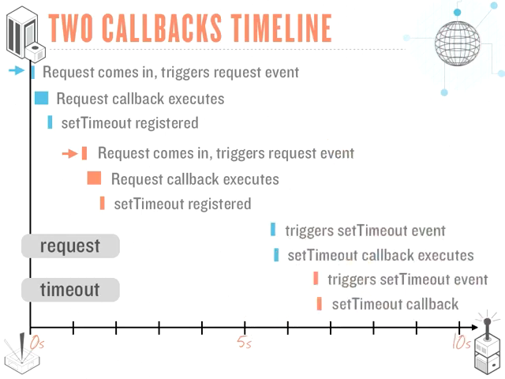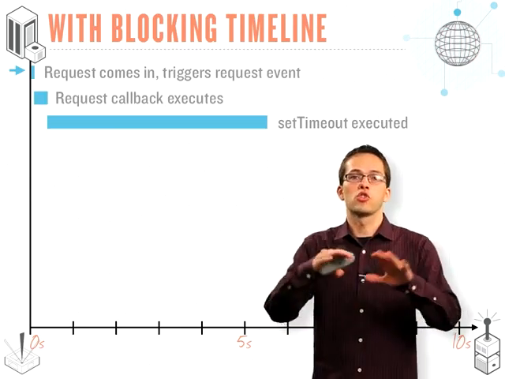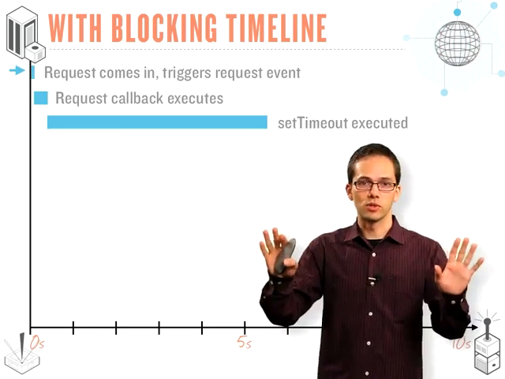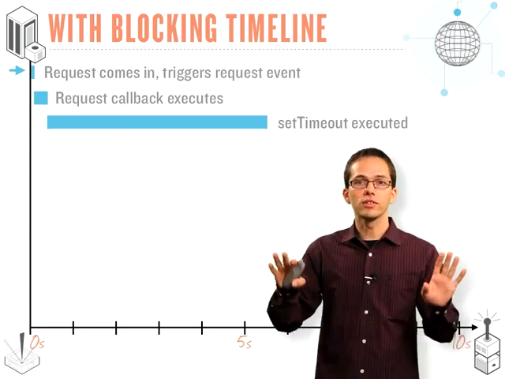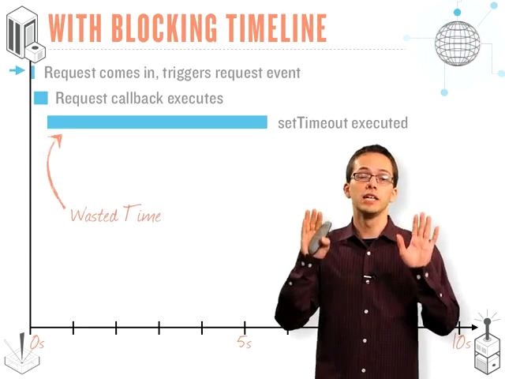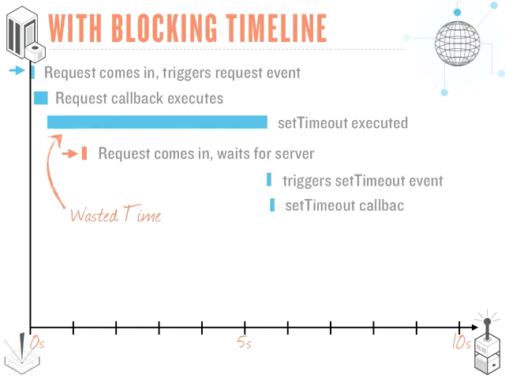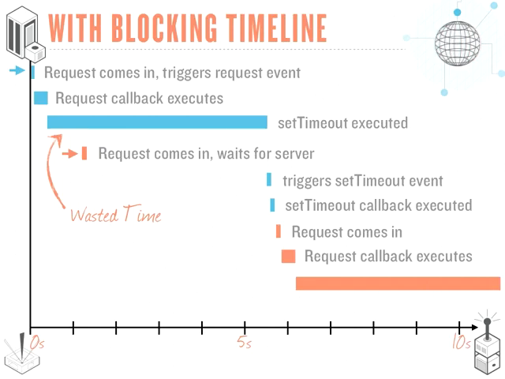Well, let's try it. So a request comes in, the request callback executes, and the set timeout locks the world, right? It stops the world, and nothing else can execute on this process while we are on a timeout. It is officially blocked. So if a request tries to come in, well, it just has to wait for the server to get unlocked. Once it is unblocked, it'll trigger the set timeout event, and so on and so forth, and the second request gets to lock the server again.